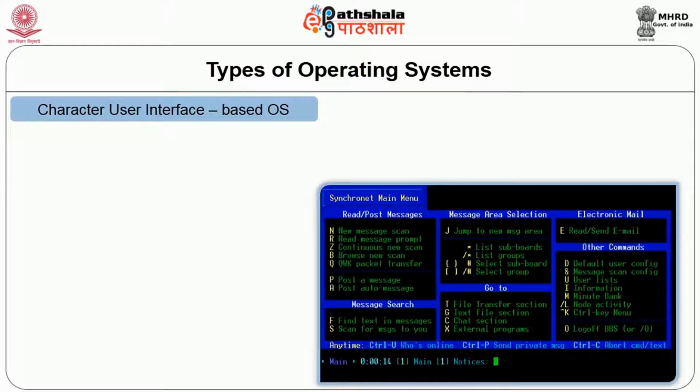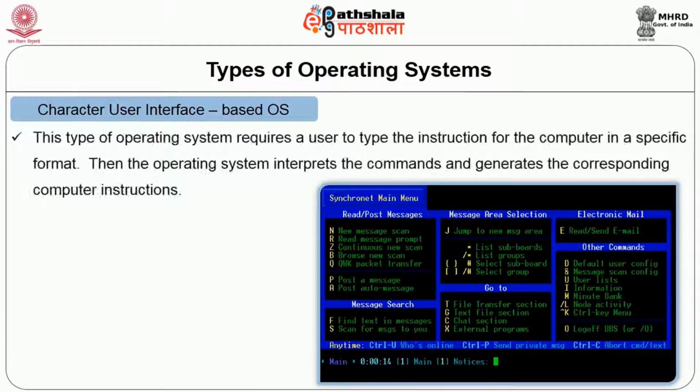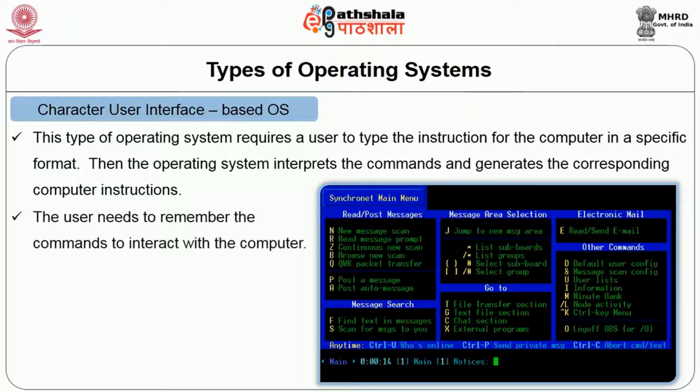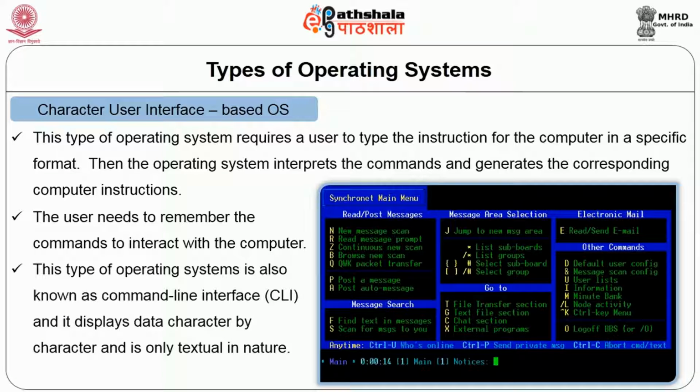Character user interface based operating system. This type of operating system requires a user to type the instruction for the computer in a specific format. Then the operating system interprets the commands and generates the corresponding computer instructions. Hence, the users need to remember the commands to interact with the computer. This type of operating system is also known as command line interface, that is CLI, and it displays data character by character and is only textual in nature.